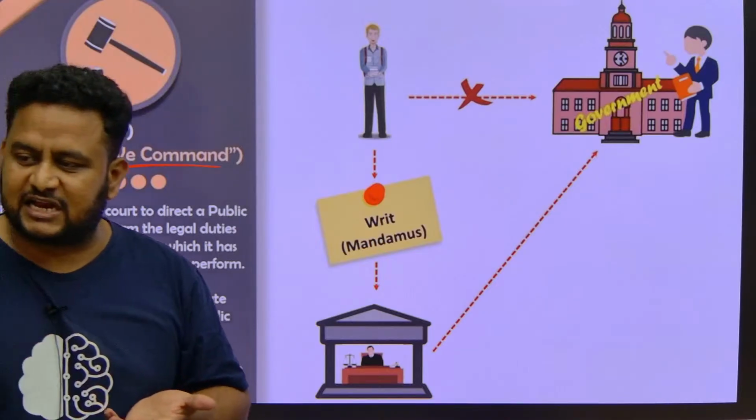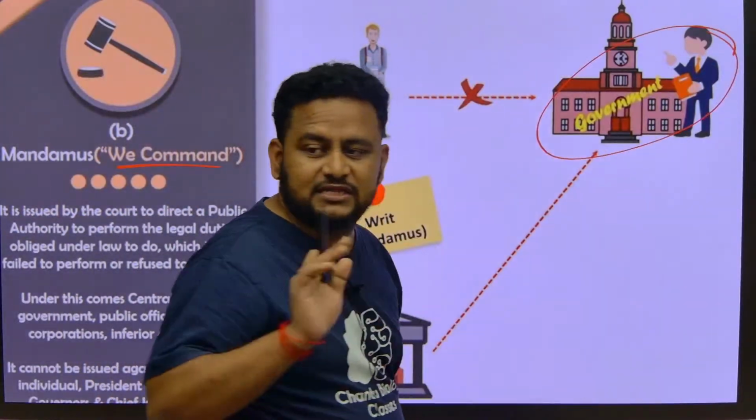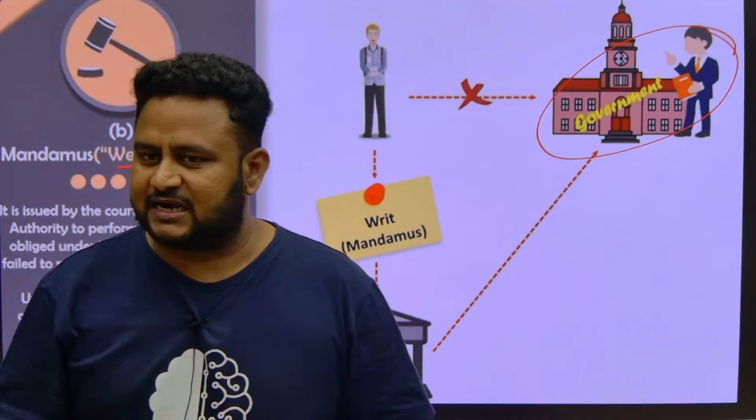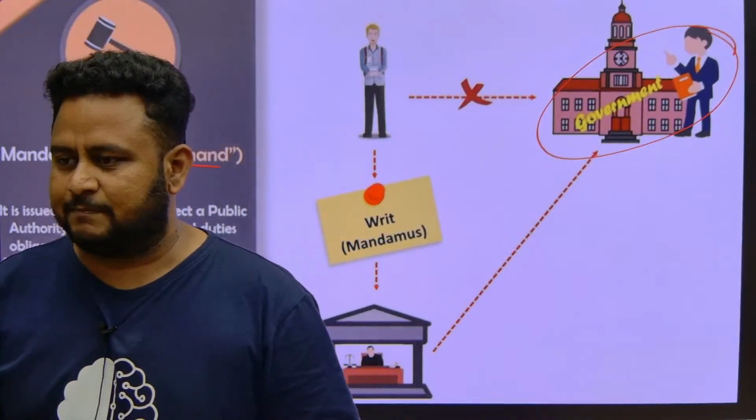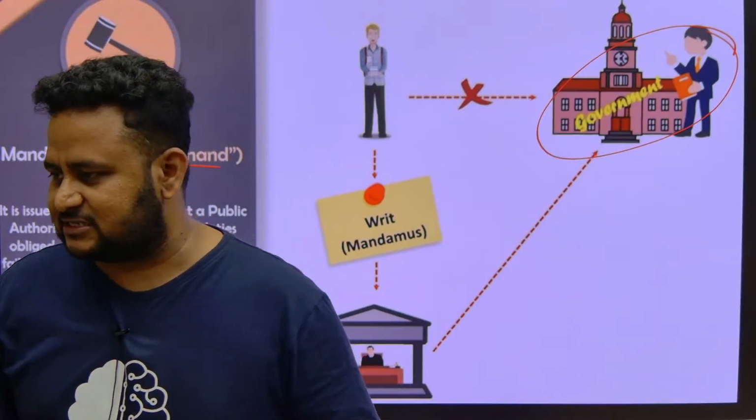Which kind of person can you ask? You can ask a government official. You can ask only the government official. Okay? This mandamus can be issued against the government official. But in a private institution also, you can ask, like, to give the example, a current example.